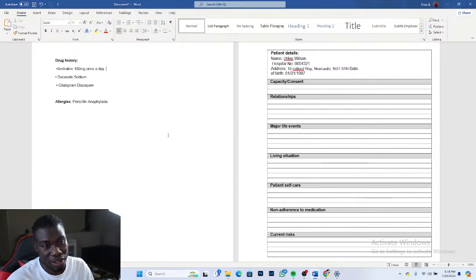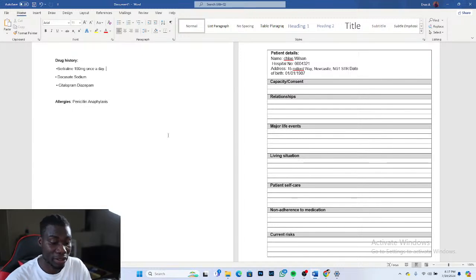Then at this point, the patient is going to respond, yes, I'm happy for us to do so. At this point, you can ask the patient their name and then the date of birth. So please, can you tell me your full name and then your date of birth? And then the patient is going to tell you, my name is Chloe Wilson and my date of birth is the 01 of 01 1987. Do you know your address? The patient is going to tell you whether she knows. She's going to tell you 15 Medford Way, Newcastle.